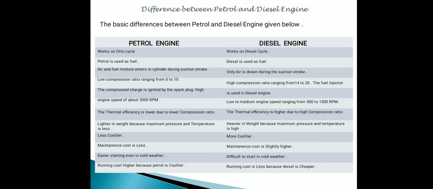Maintenance cost is less for the petrol engine, but in the diesel engine maintenance cost is higher. Another main difference is that the petrol engine starts easily because of the spark plug, but the diesel engine is difficult to start in cold conditions. Running cost is higher for the petrol engine, but in the diesel engine running cost is lower or cheaper.